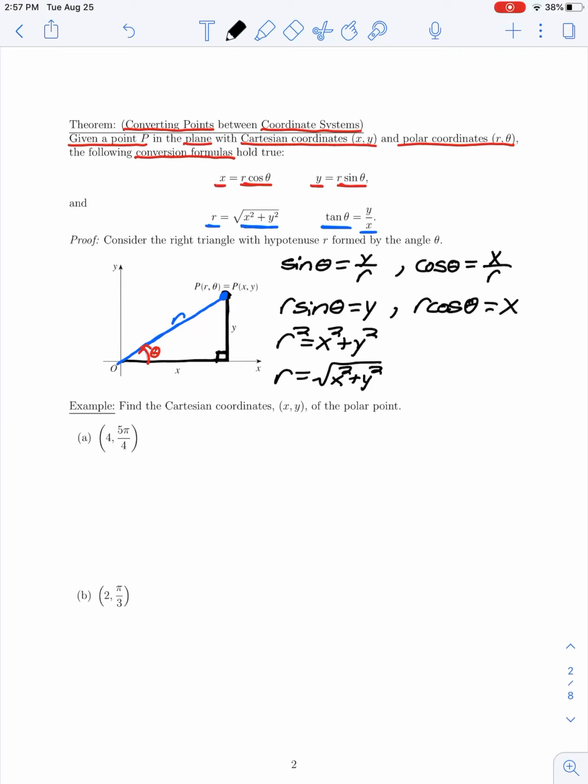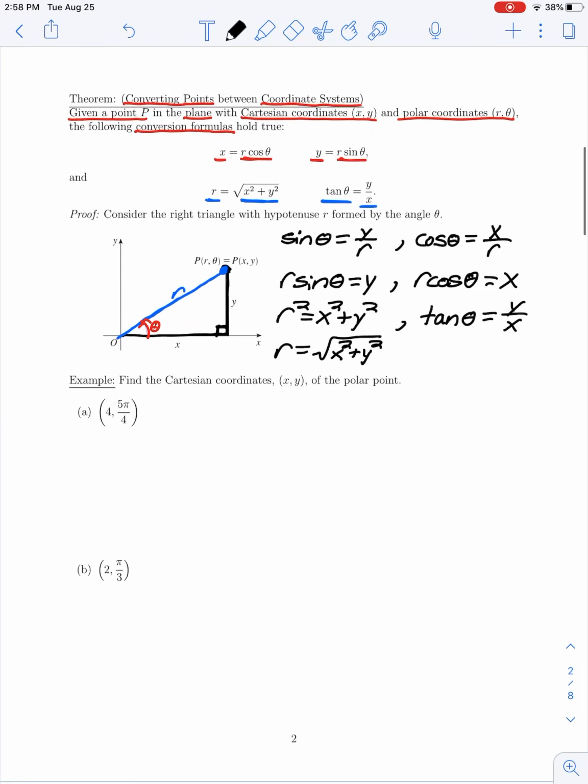And in order to solve for theta, we can make use of the fact that tangent of theta is defined as the ratio of the opposite over the adjacent edges of our triangle, in this case y over x, and then we can solve for theta based off the values of x and y. So we have these conversion formulas which hold between the Cartesian coordinate system and our polar coordinate system. So let's look at some examples where we will convert from one system to the other.